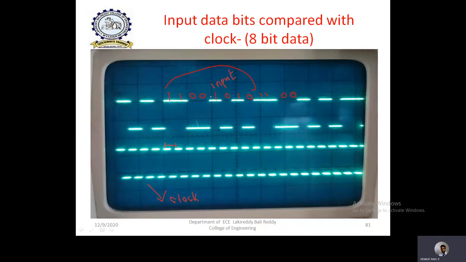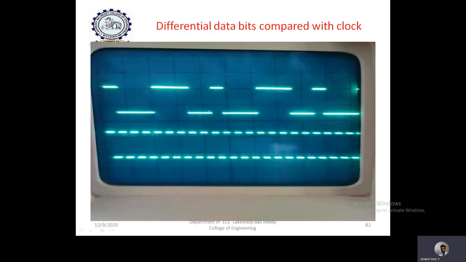This is the first step. Second step is to observe the differential data when compared to the clock signals. So again, here compare the differential data pulses to the clock time period.